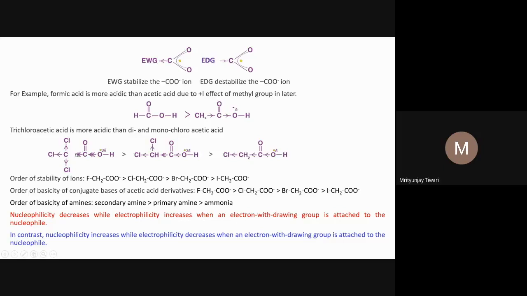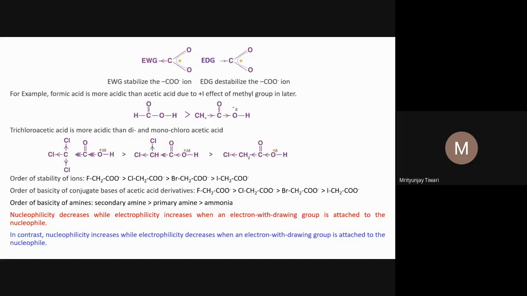So this lone shared pair of electrons will now shift towards this carbon atom. And once it is shifted towards the carbon atom, this carbon atom will again have some positive charge. And because of that positive charge, this conjugate base, which has a negative charge, will be more stabilized.